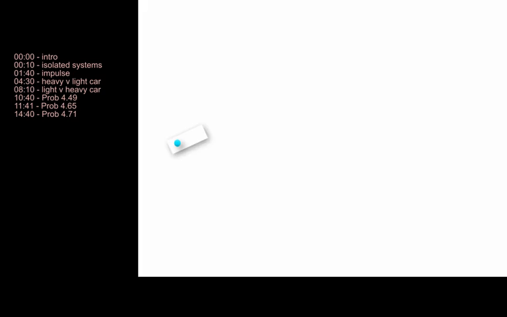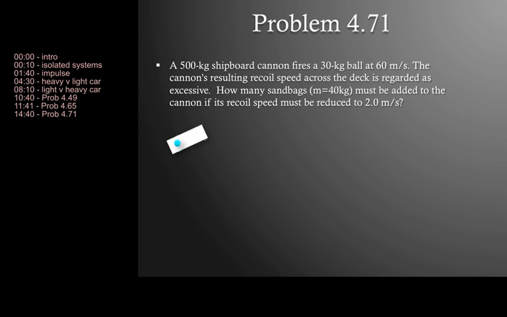Here we have a cannon. Alright, so here's our cannon. It's going to fire a 30 kilogram ball at 60 meters per second. The cannonball and the cannon are sitting here and everything is at rest. So that tells me pretty easily that our initial momentum is 0.